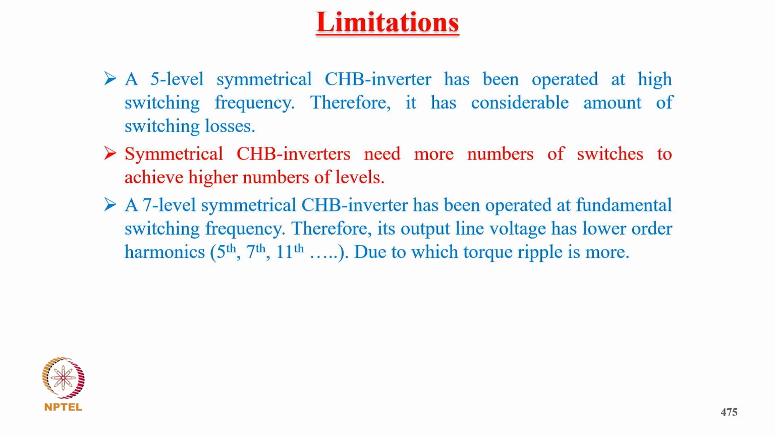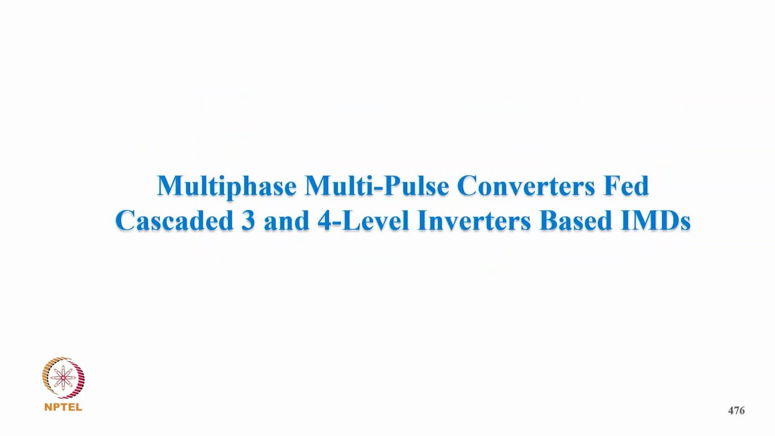So coming to the limitation, a 5-level symmetrical CHB converter offers a high switching frequency, therefore it has a considerable amount of switch levels. A symmetrical CHB converter needs more switches to achieve this. A 7-level symmetrical CHB converter has been operated, therefore its output voltage has a lower order harmonic, due to which the torque is more.